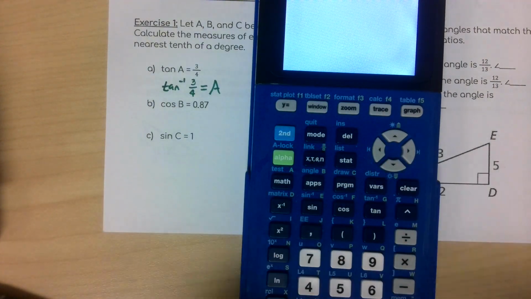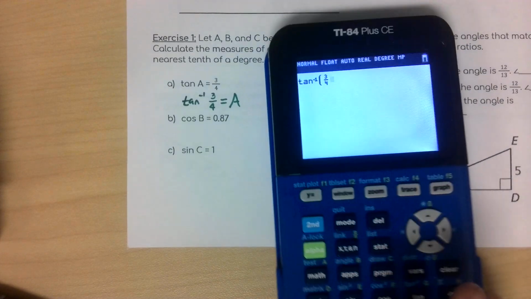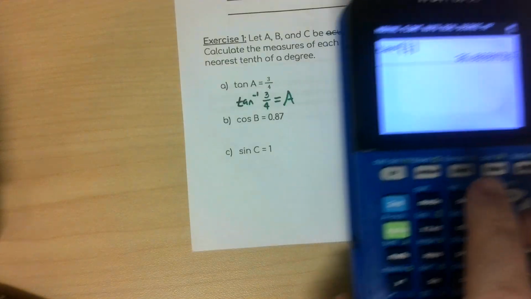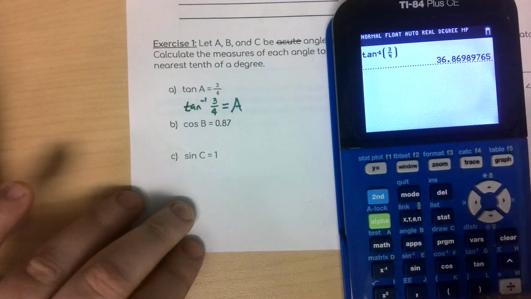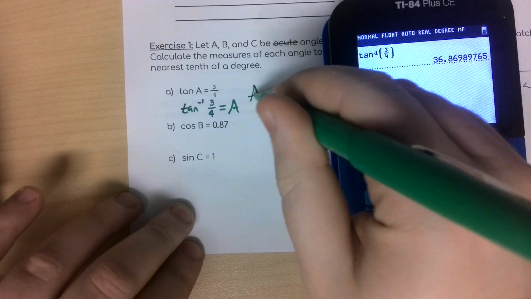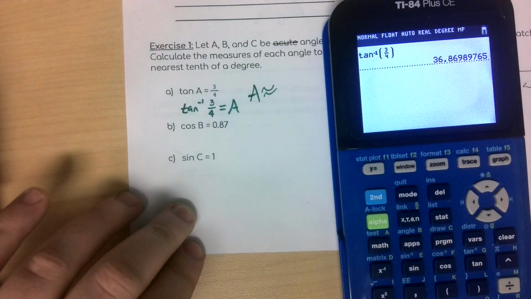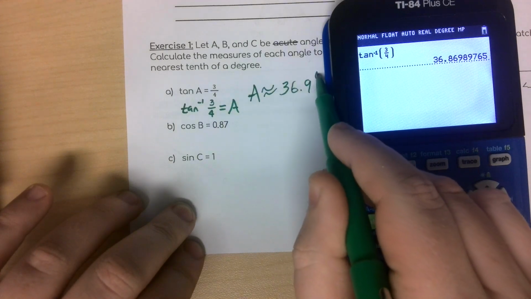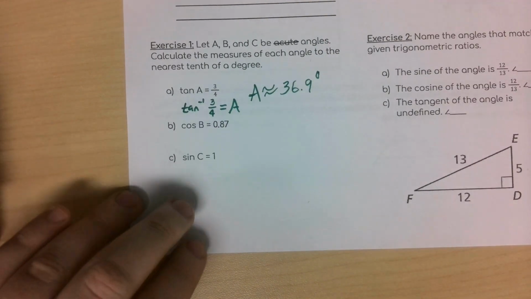Now we can put in 3/4. Oops, sorry y'all, realized you couldn't see my screen. And just like how the tangent of some angle is a number, the inverse tangent of some ratio is also going to give us a number. This time it's going to give us the degrees of the angle. So according to this, angle A is approximately 36.9 degrees. Nice!